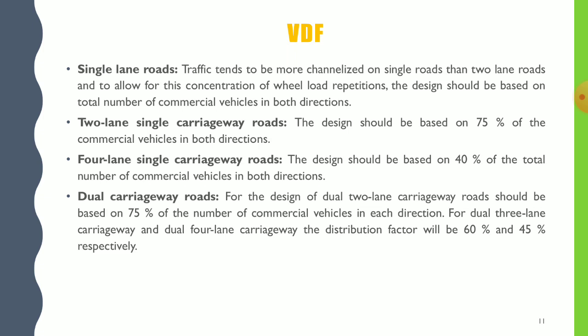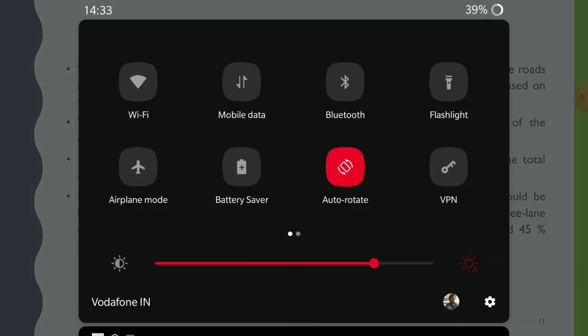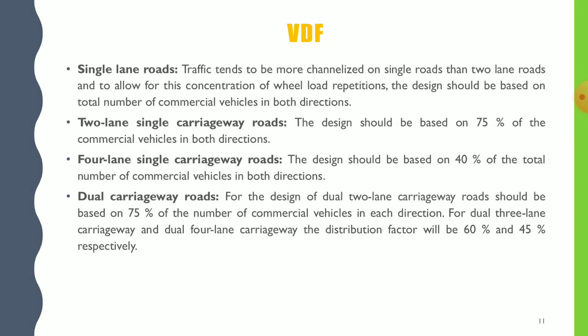For four lane single carriageway roads, the design should be based on 40% of the total number of commercial vehicles in both the directions. For dual carriageway roads, the design of dual two-lane carriageway roads should be based on 75% of the number of commercial vehicles in each direction. For dual three-lane carriageway and dual four-lane carriageway, the distribution factor will be 60% and 45% respectively.